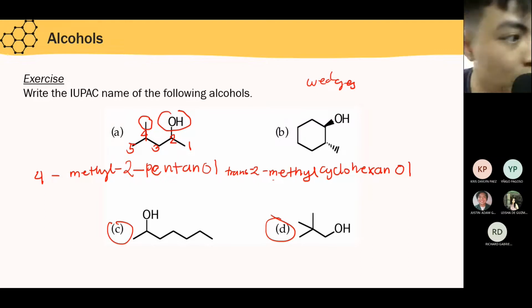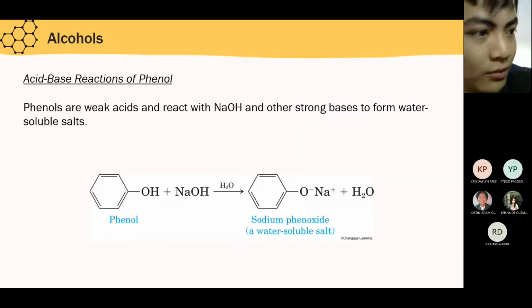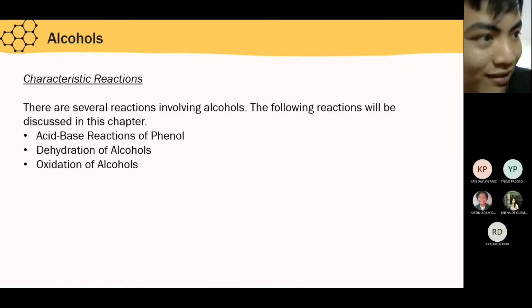Now, your task is to name letter C and letter D. Again, just identify the parent chain. Yung E, palitan ng all. Asan yung OH, indicate mo using a locant. And if there are any other substituents, pangalanan nyo rin sila, similar to alkanes. Okay? So, I will wait for your responses sa C and D. And if may clarification, just let me know.